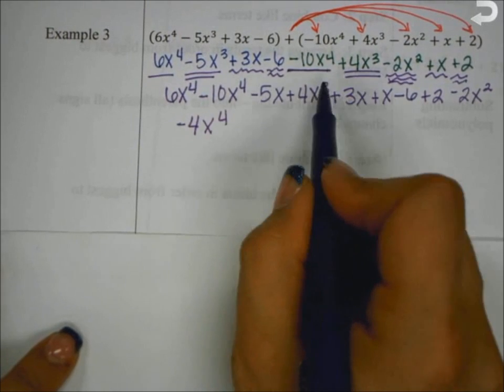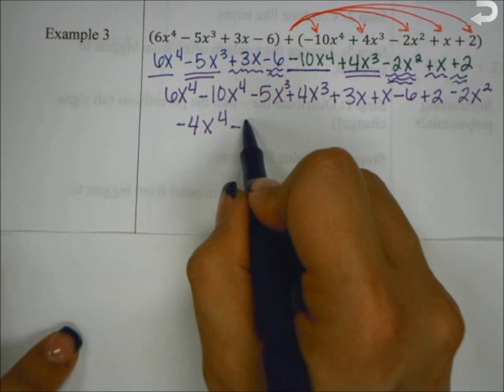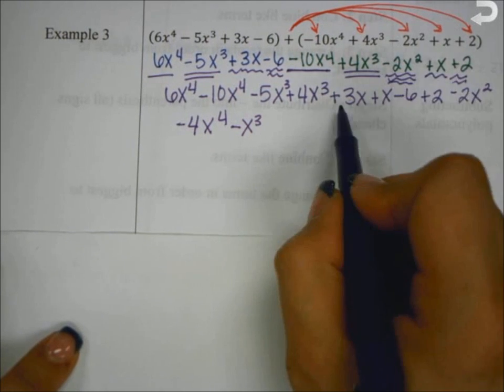3x plus x plus 4x. Negative 6 plus 2 is minus 4, minus 2x squared. Is everybody okay so far?